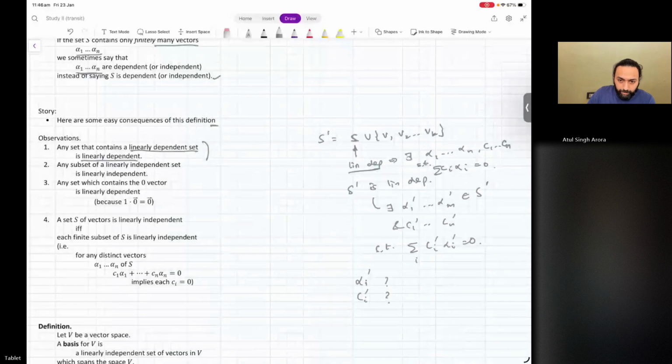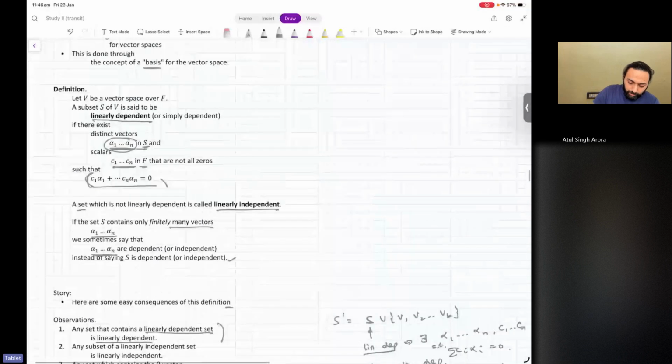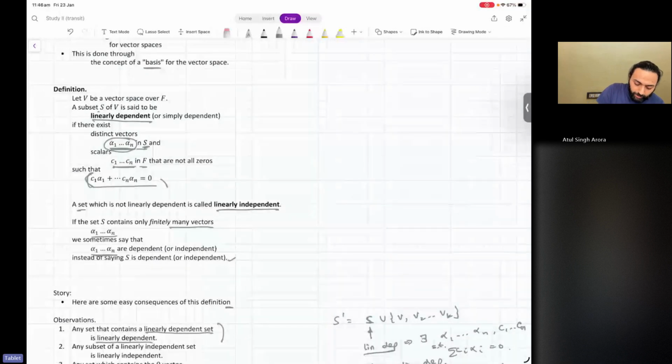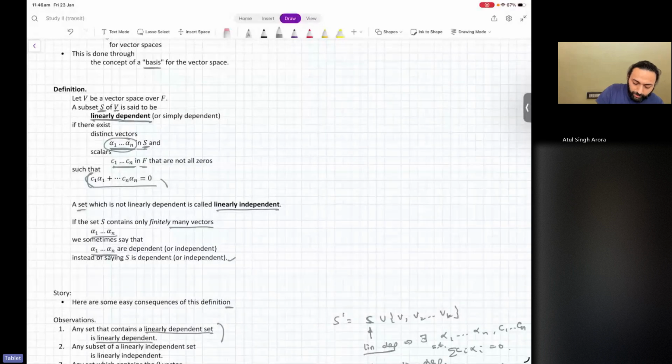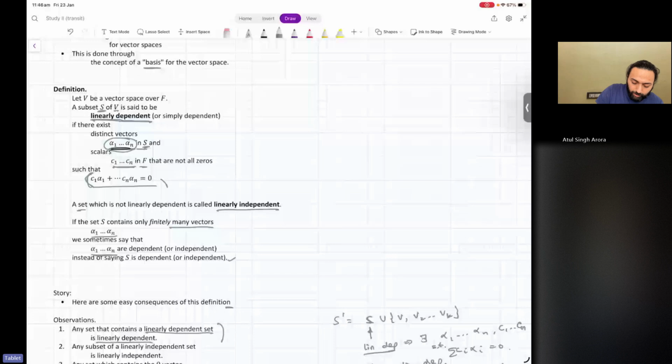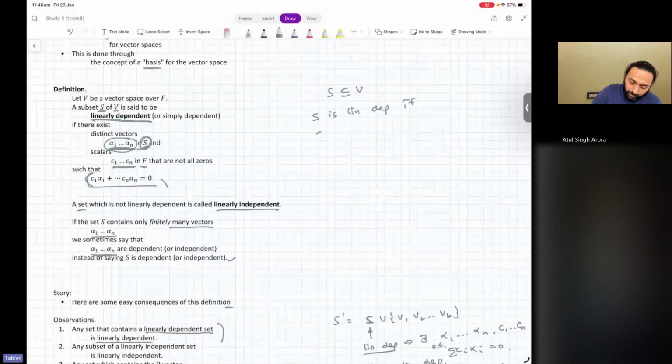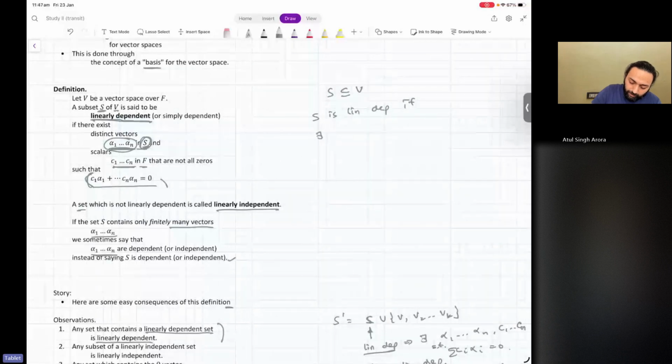I didn't entirely understand what exactly linearly dependent means. Can you explain it again? Linear dependence is right here. We are saying that a subset S of some vector space V is said to be linearly dependent if there exist distinct vectors alpha 1 to alpha n in the set S. So S is some subset of V. We say S is linearly dependent if there exist distinct vectors.